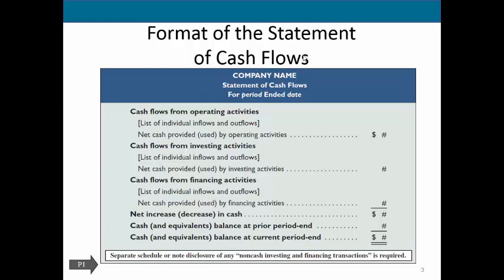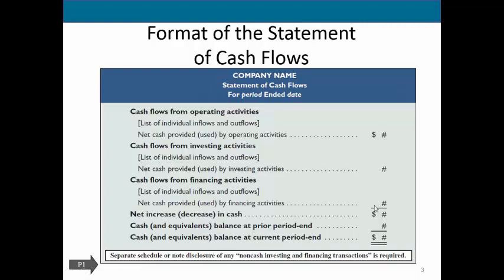But before we get into direct versus indirect method, let's first look at the overall setup of the statement of cash flows. You can see here we start with the company's name, tell everyone this is the statement of cash flows, and for whatever period that we're working on. So we'll begin with the first section, which is going to be the cash flows from operations. Then we'll have cash flows from investing activities, cash flows from financing activities, and then we have our overall increase or decrease in cash, and that's just a sum of the cash flows from our various activities.